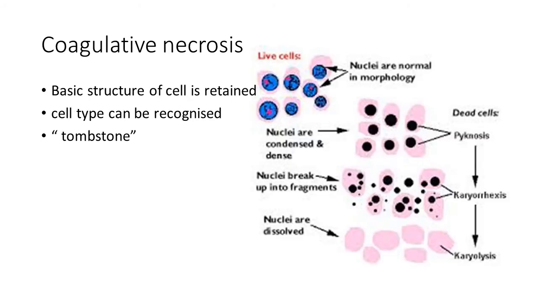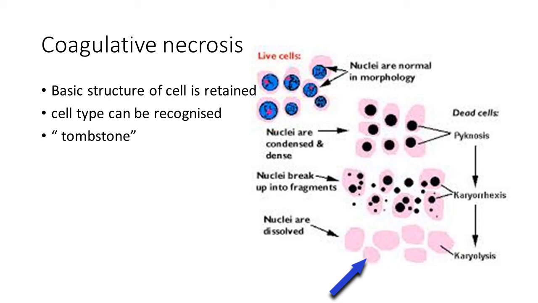Coming to coagulative necrosis, the feature of coagulative necrosis is that the basic structure of the cell is retained. That is, the cell type can still be recognized, whether it is a columnar cell or cuboidal cell. The cell type can still be recognized because the basic outline of the cell is retained. Only the cytoplasmic and nuclear details are lost.